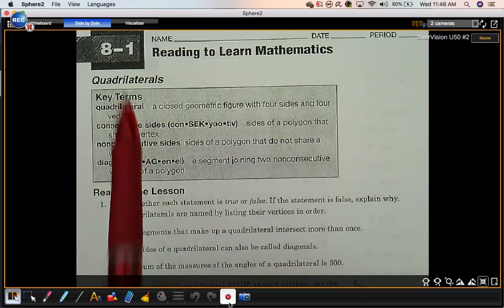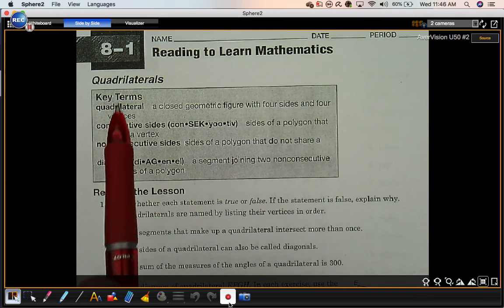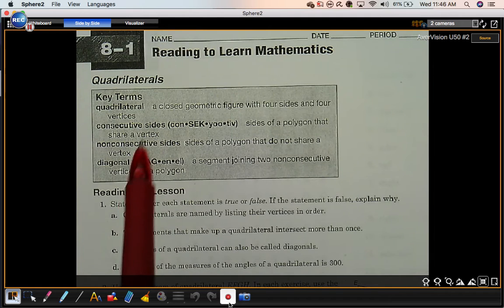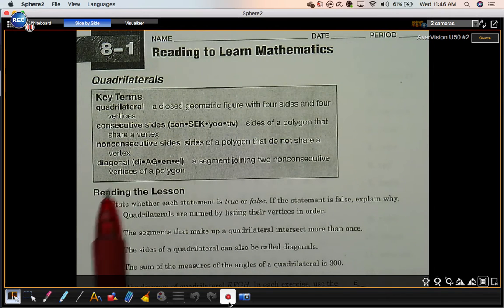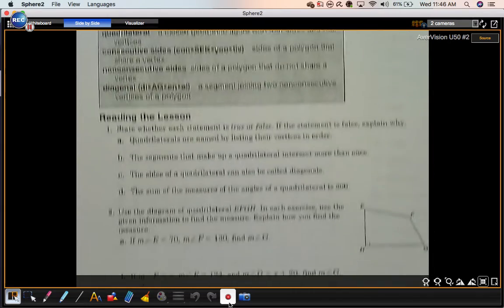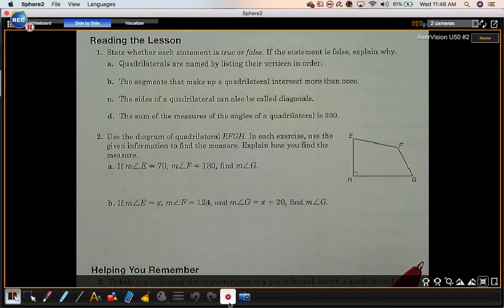Math worksheet for section 8.1. They give you some key terms. They tell you what a quadrilateral is, consecutive sides, non-consecutive sides, diagonals. Good idea to read over this. We're going to read the lesson.